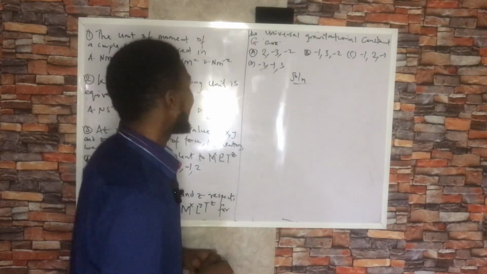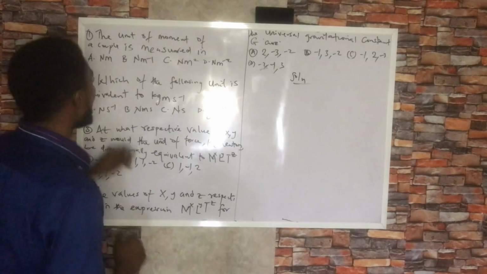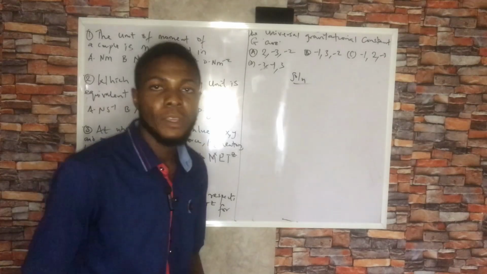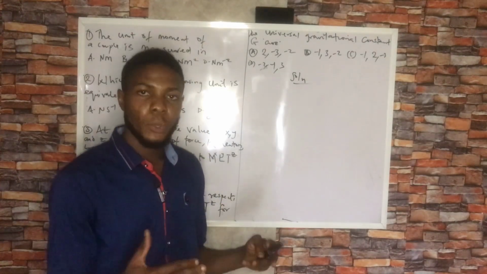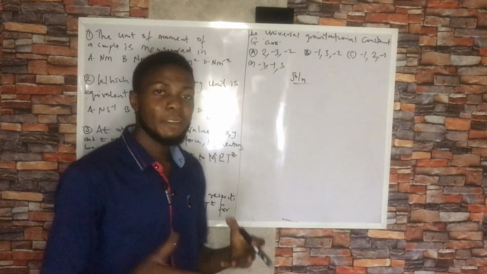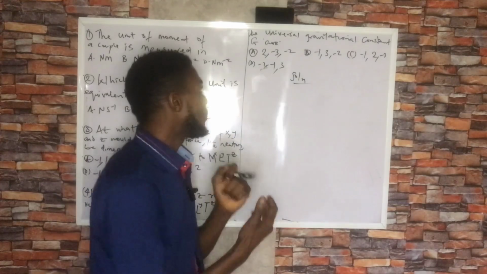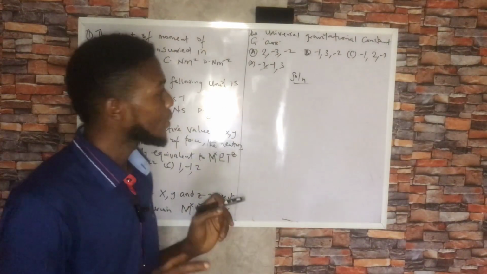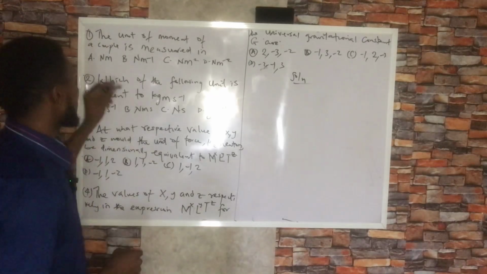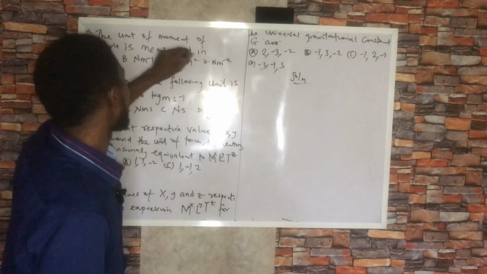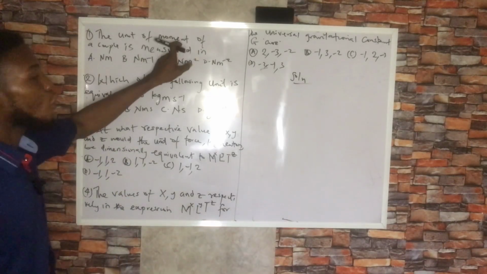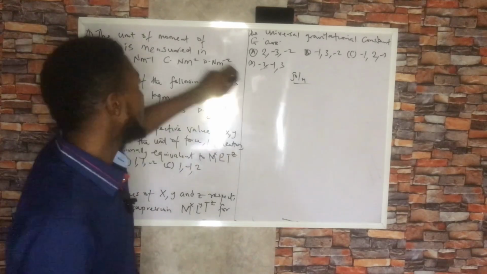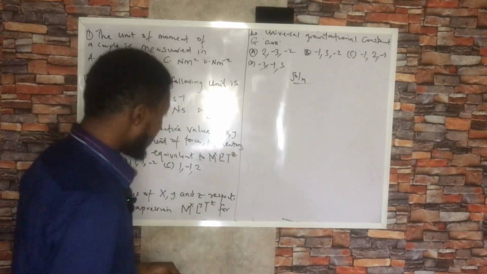Moment is a derived quantity. Moment and a few others are derived quantities. And I said derived quantities solely depend on the fundamental quantities, and we have listed the 7 basic quantities. So this question is telling us to look for the unit of moment. This is how to do it.